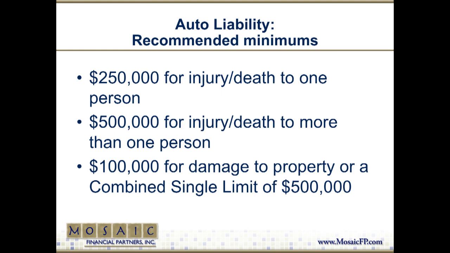Can you tell me a little bit about the difference between the $100,000 and the combined single limit of $500,000? What does that mean? Right. So basically, with split limit coverage, you're going to have a per person limit, a per accident limit, and a property damage limit. With combined single limits, that $500,000 will cover all those areas, but there won't be a per item limit.